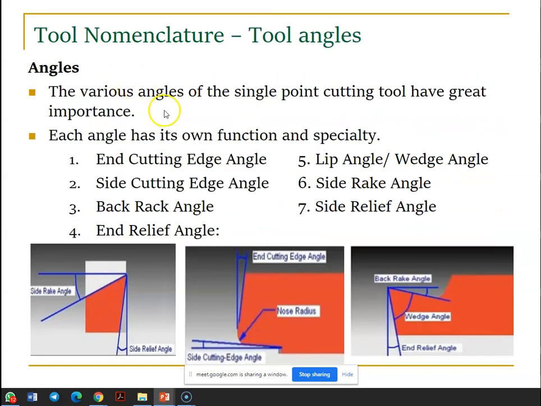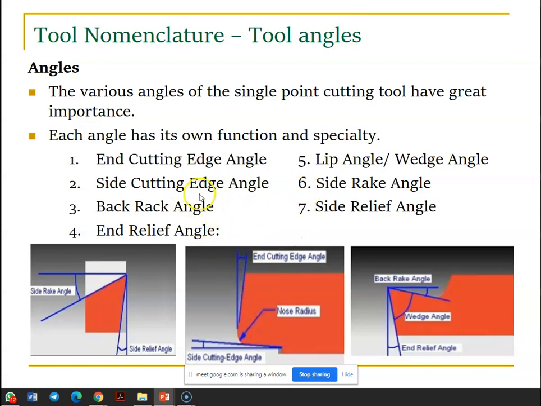So the various angles of the single point cutting tool have great importance. Each angle has its own function and specialty, right? Each has a different purpose. We are going to study 7 angles: end cutting edge angle, side cutting edge angle, back rake angle, end relief angle, lip angle or wedge angle, side rake angle, and then side relief angle. So we are going to study these 7 angles, right?